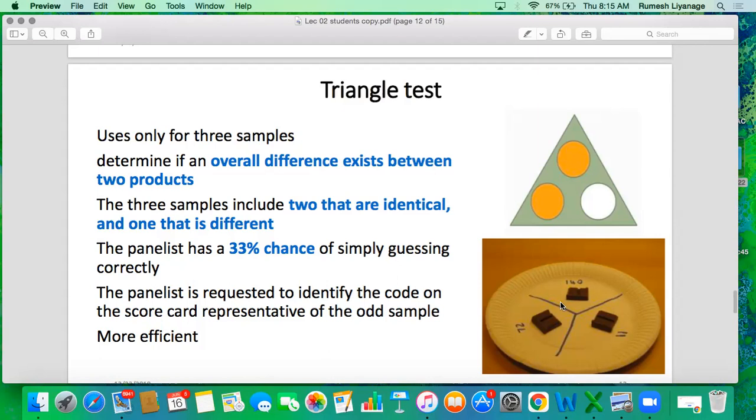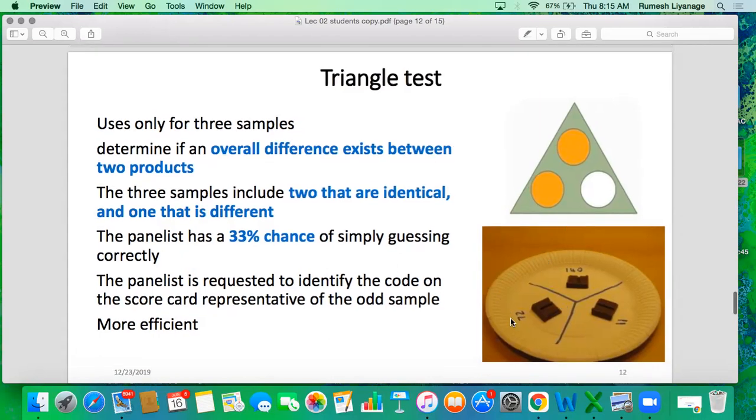Right? You can see an actual sample here, the triangle test. There are 3 samples, but 2 are similar. 1 new sample is there. We ask the panel members to select the different one. Right? Got it?